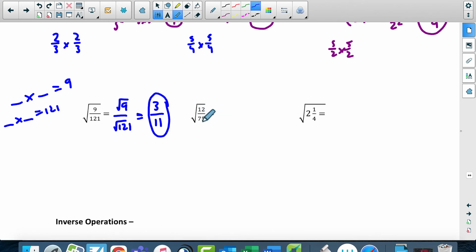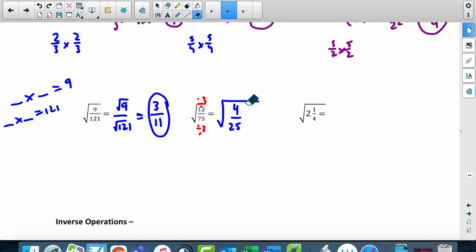So, 12 and 75, do you know what you can divide them both by? You can divide both those things by 3. We're going to divide by 3 and divide by 3. 12 divided by 3 is 4. And 75 divided by 3 is 25. Ooh, look at those numbers. They might not look special to you now, but by the end of this chapter, you'll look at numbers like that and be like, oh boy, oh boy, oh boy, this is great. These are perfect squares. I can do this. So I take the square root of the top one and the square root of the bottom one.